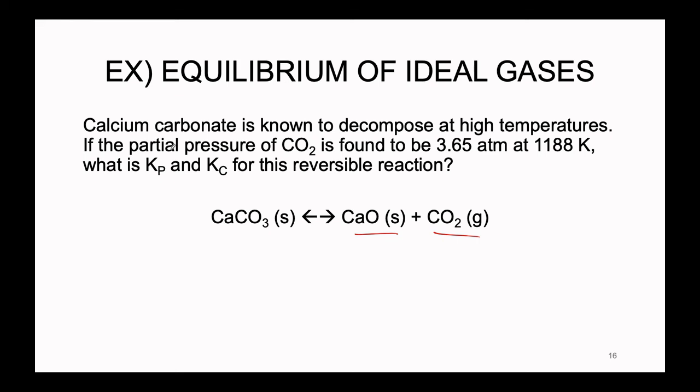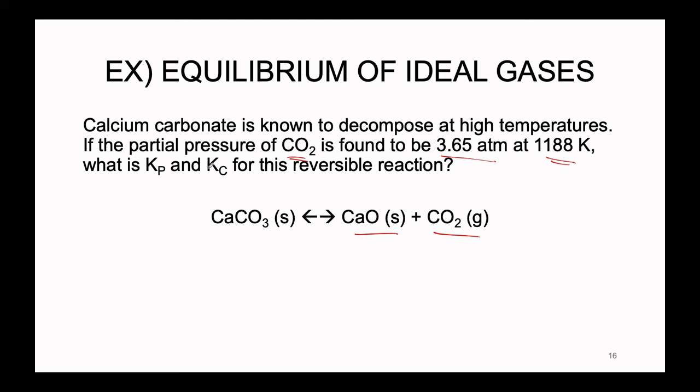So calcium carbonate is known to decompose at high temperatures. If the partial pressure of carbon dioxide at the end of the reaction is found to be 3.65 atmospheres, and we are, again, working at high temperatures, so something like 1188 Kelvin, what is the Kp and the Kc for this reversible reaction? Okay, so let's look at it, in my opinion, a very fun example.